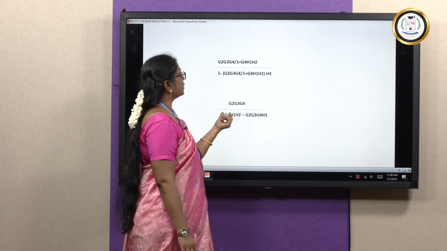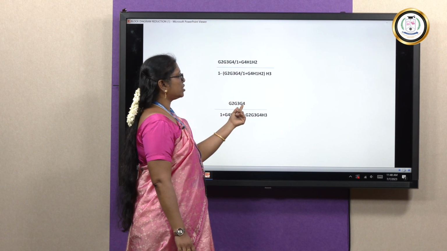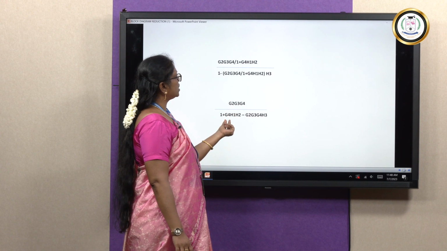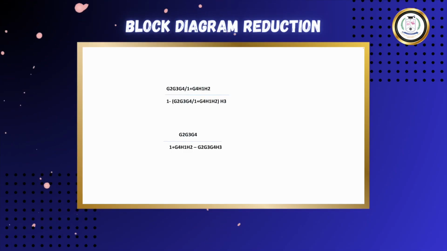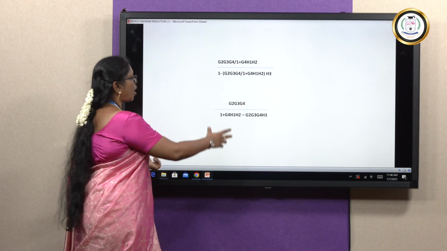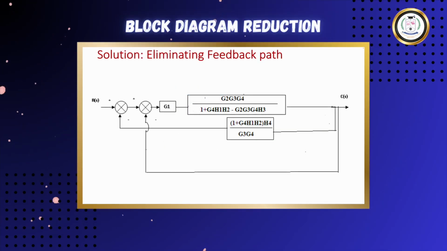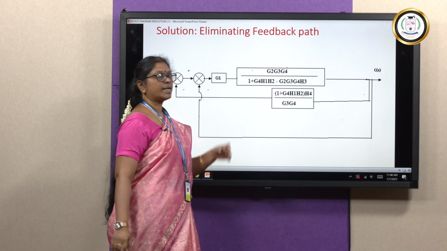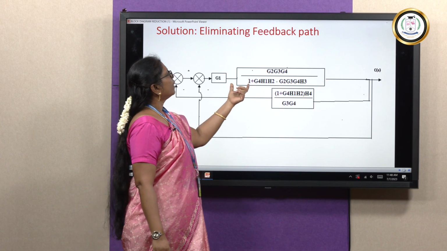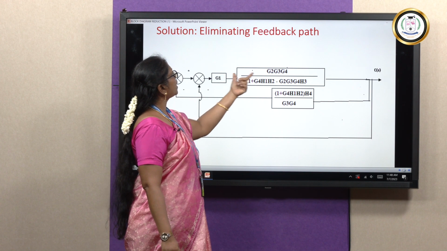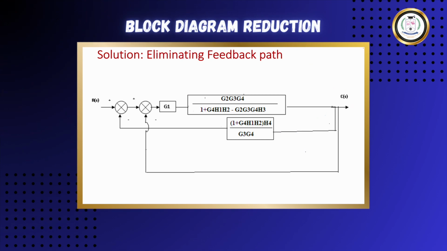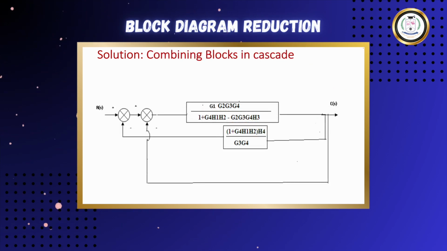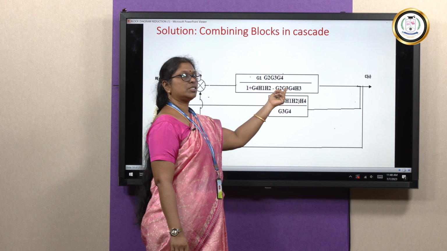So, if you simplify this, you are going to get G2 G3 G4 divided by 1 plus G4 H1 H2 minus G2 G3 G4 H3. Okay, this is what we are going to get. So, I am going to replace this over here. So, the entire block, right, eliminating that feedback loop. Now, if you see here, this and this we can combine, G1, G2, G3, G4 divided by this, right. So, now I have combined G1, G2, G3, G4 divided by 1 plus G4 H1 H2 minus G2 G3 G4 H3.